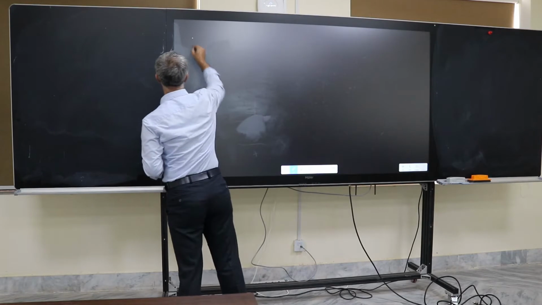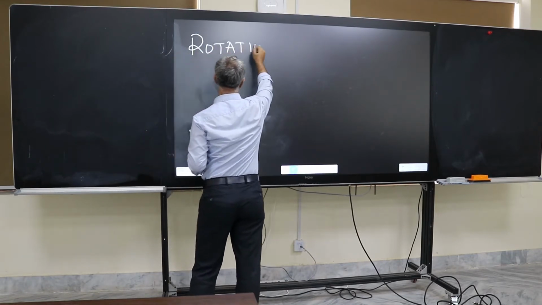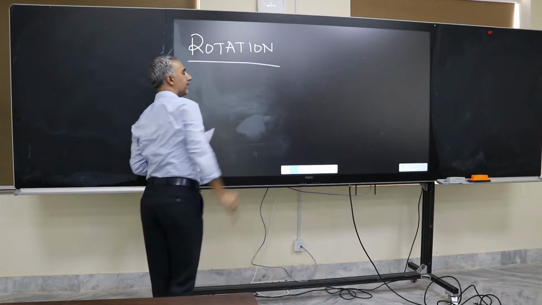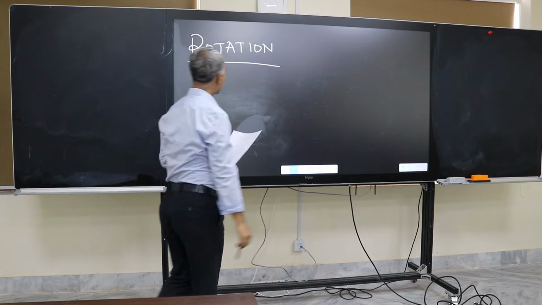For example, in case of rotation, did you try the concept of rotation? I know you are busy in what? Music. Yeah, lately it is about the music.